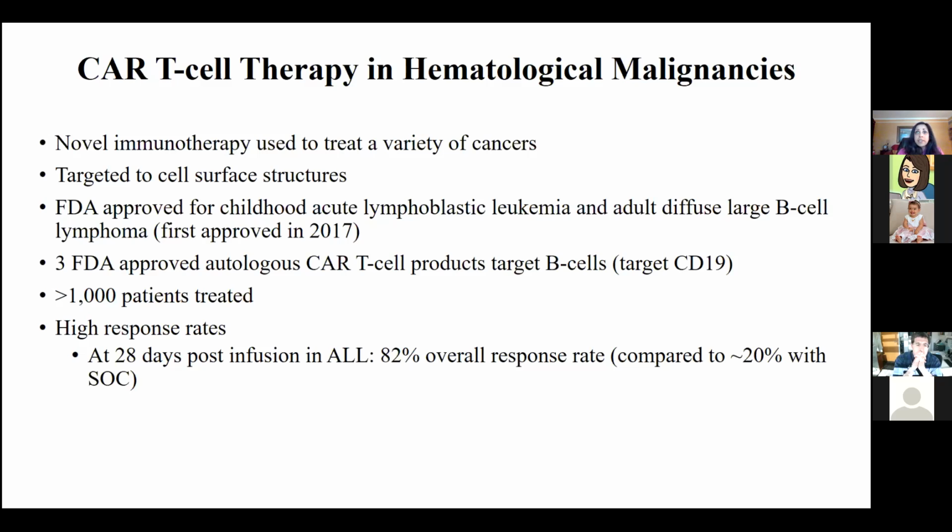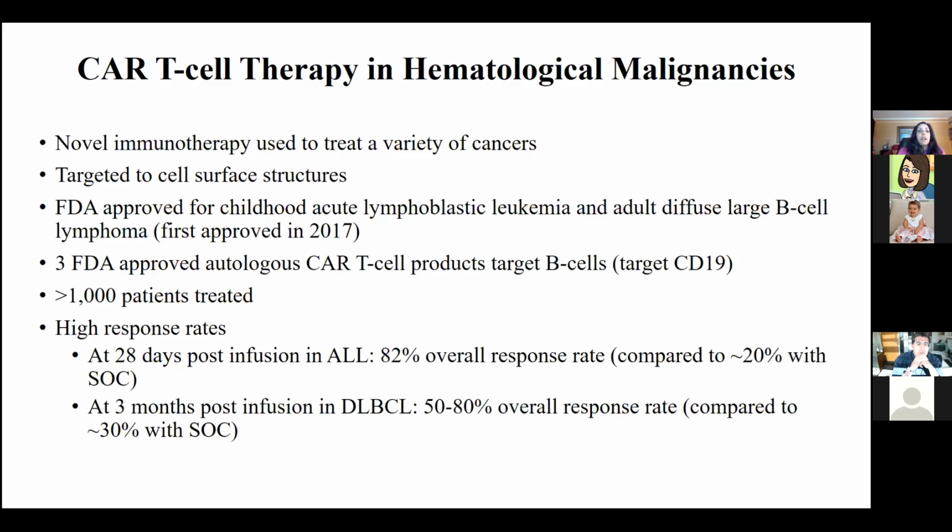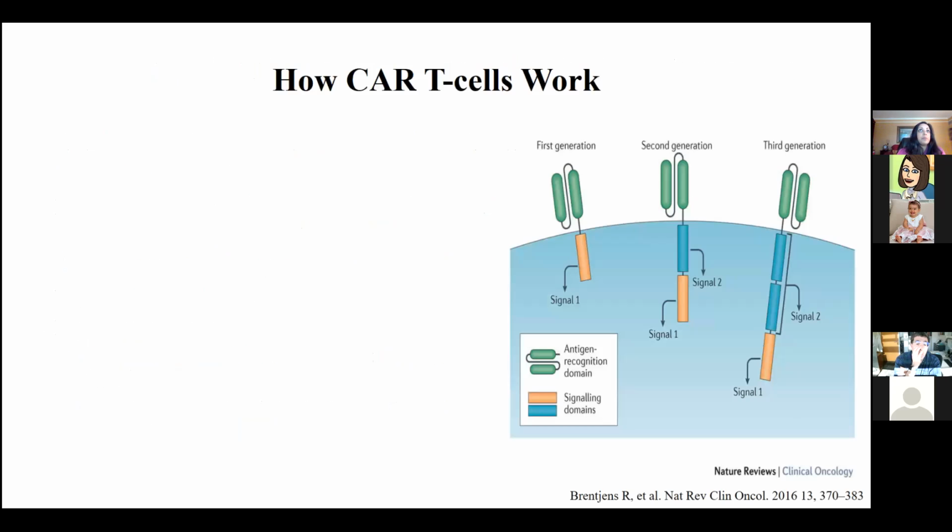And that is pretty impressive compared to the basic standard of care at this point for these patients. That typical response rate would be about 20% with standard of care. Similarly, in non-Hodgkin's B-cell lymphomas, we have seen that at 3 months post-infusion of CAR T cells, we see an overall response rate of anywhere from 50 to 80%, which is compared to about 30% with standard of care regimens.